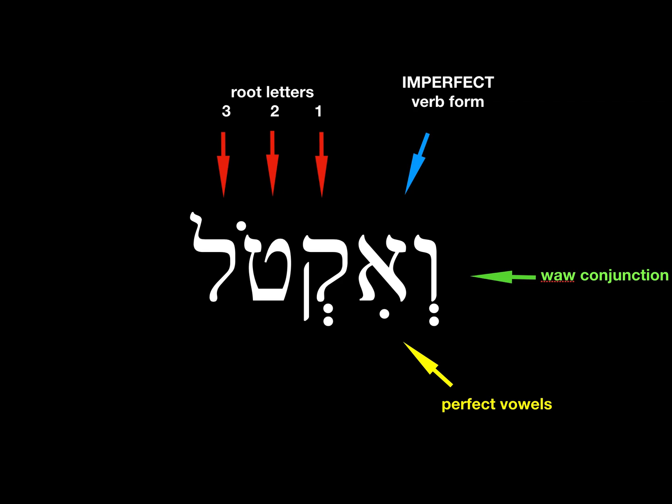This is how it would look with the actual verb in it, va-ek-tol. So we have vav, and we have aleph with the e, and then we have the verb katal with the kal vowels in it.